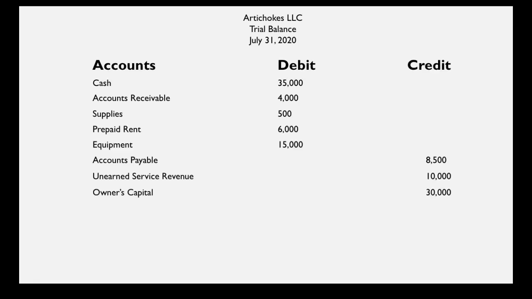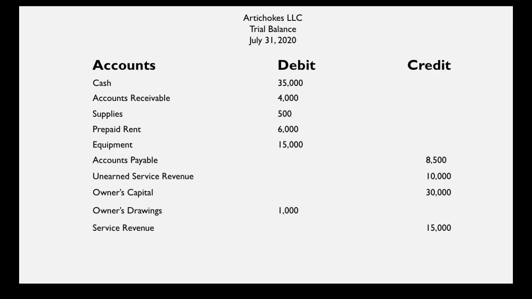So we list out owner's capital. Owner's capital, just like liabilities, goes up with a credit. So our capital balance goes over on the credit side. After capital comes owner's drawings. Drawings go up with a debit. So its $1,000 balance is in the debit column.